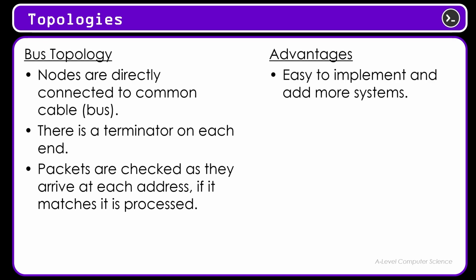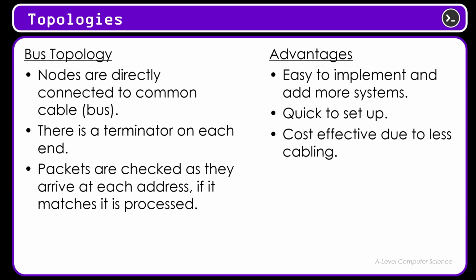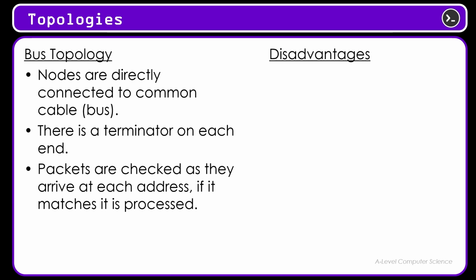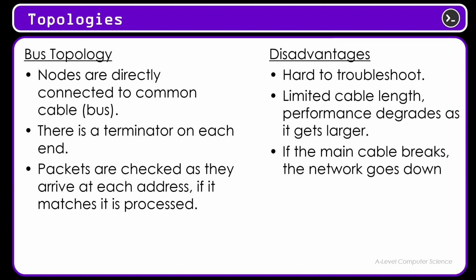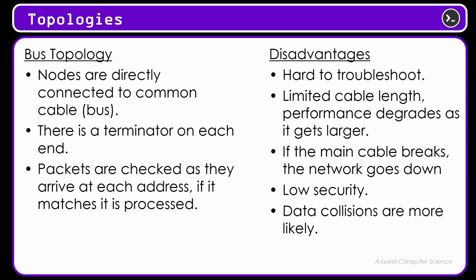The advantages are it's easy to implement and add more systems. This is ideal for a temporary network. It's quick to set up. It's cost effective due to less cabling. However, they are very hard to troubleshoot. Limited cable length means you can have a limited number of stations, and performance will degrade as the cable gets longer. If the main cable breaks, the whole network is going to go down. It also has low security, and data collisions are more likely.